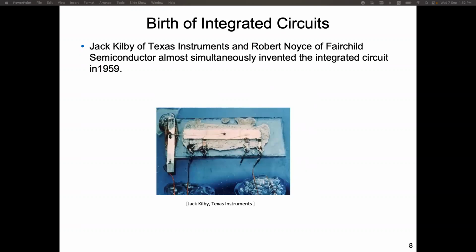Then here there is the birth of integrated circuits. Jack Kilby of Texas Instruments, this company, and Robert Noyce of Fairchild Semiconductor simultaneously invented the integrated circuits. They put a number of transistors on the same substrate to form a single piece of device. And that's the birth of integrated circuits.